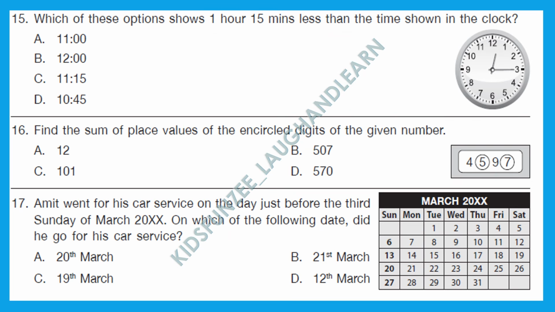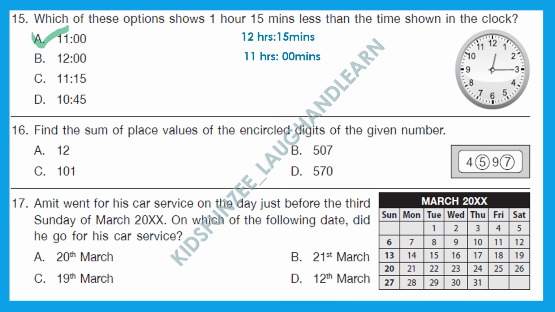Question 15. Which of these options shows 1 hour 15 minutes less than the time shown in the clock? And in the clock we have 12:15. Now let's go back 1 hour and 15 minutes. So 12 hours will get converted to 11 hours. We are subtracting 1 hour and then we are taking those 15 minutes also. So it will give you only 11 hours 0 minutes. The right option here is option A.